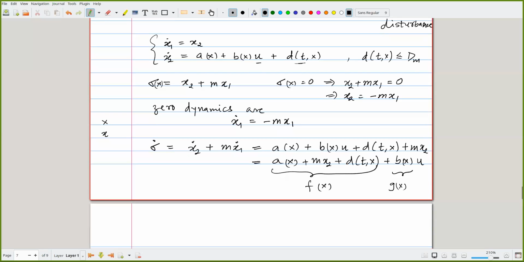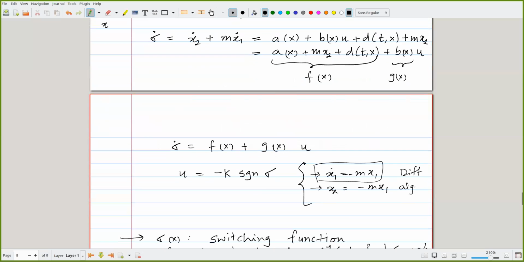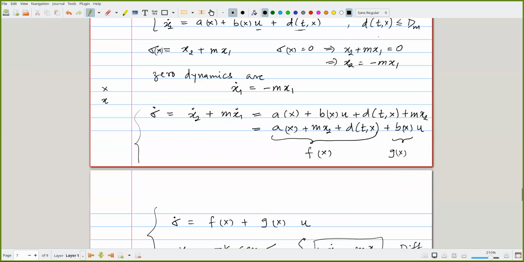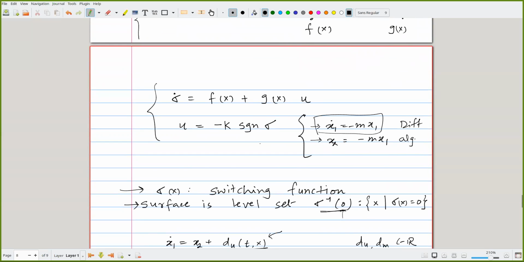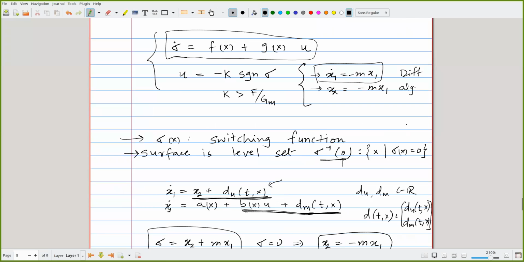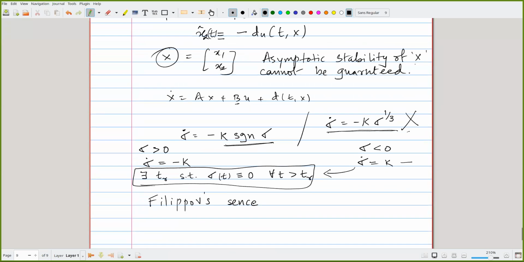With this boundedness assumption we were able to show this part. In the previous lecture I have shown it, so F by G, yes. That K you will choose such that F by G will guarantee it, right? Correct. So with this k greater than f by gm, we can ensure the finite time convergence of this differential equation. But if you have a control like this, then you can reduce the order. After that, I don't know.